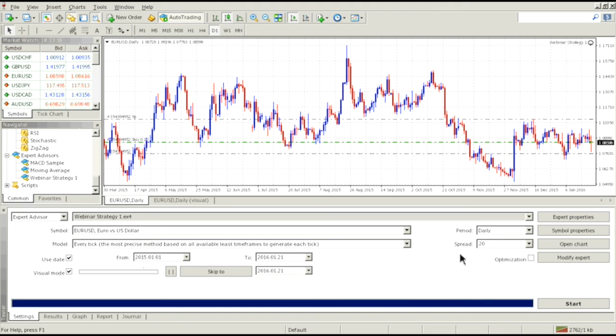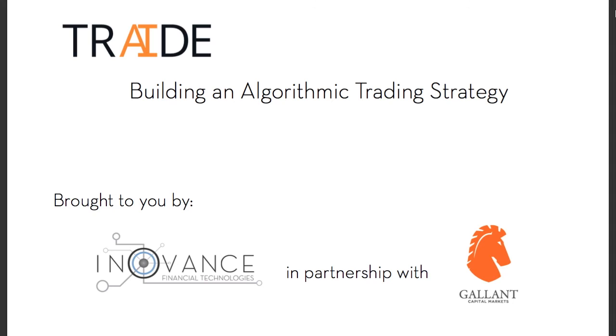So there we go. We have our strategy built and in trade, we ran the back test, and now we're going to be paper trading it for about a month before seeing if we want to include it in our quant fund.